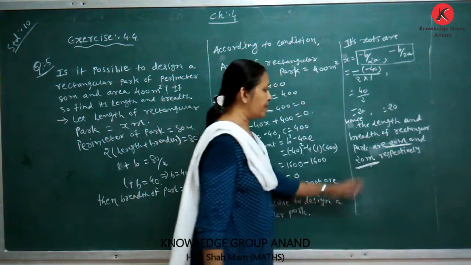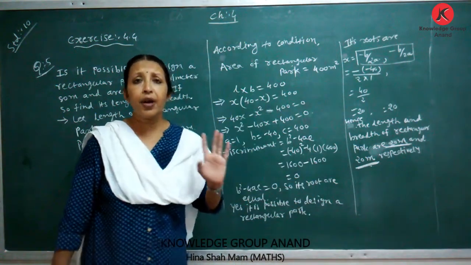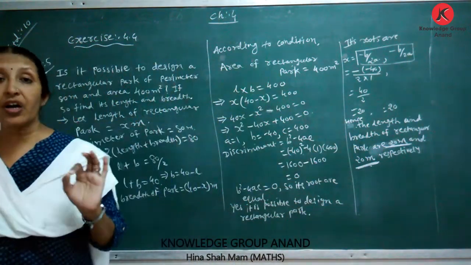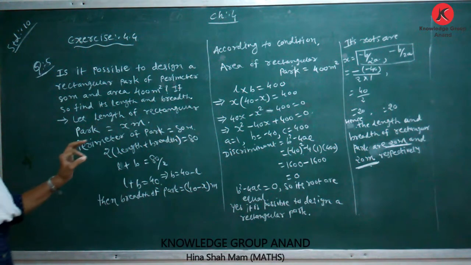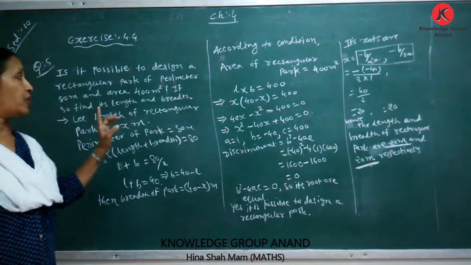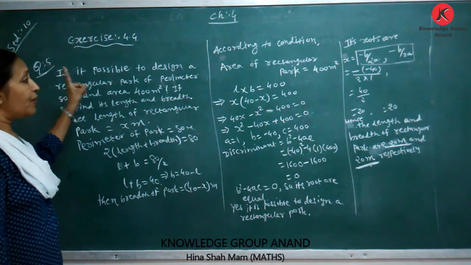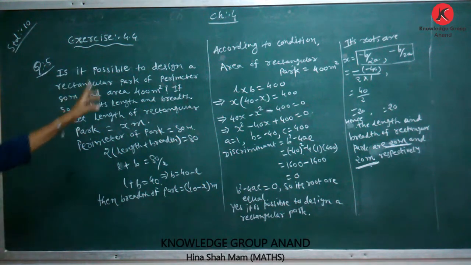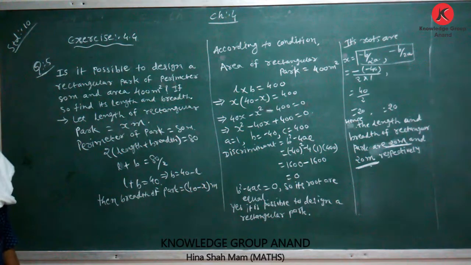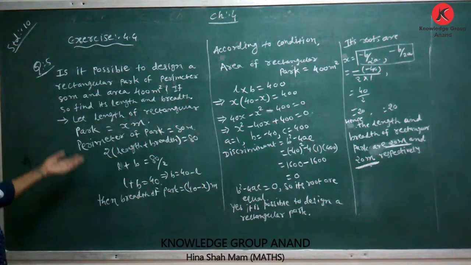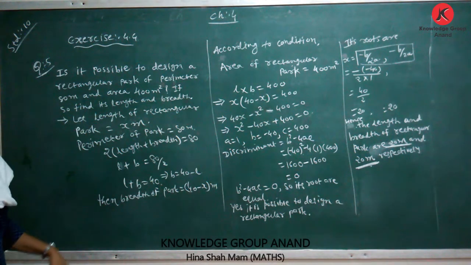Which is our answer. In a word problem, you write your statement completely, then complete this question. Question number 5. Is it possible to design a rectangular path of perimeter 80 meters and area 400 meter square? If so, find its length and breadth.